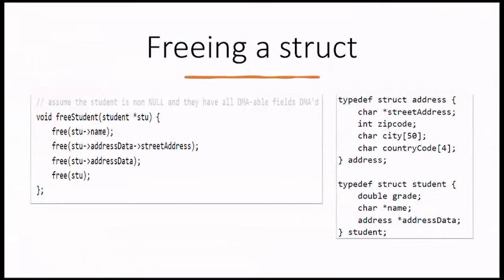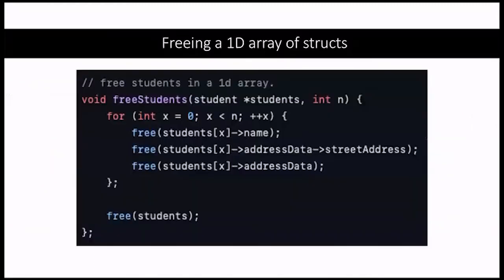It has a couple levels of nested structs and pointers and so on. So this is pretty much the same example. If you wanted to free a 1D array of structs, you would iterate through all n students, free the name, free the street address, free the address data, since those were the things that were malloc'd. And then you also malloc'd the array itself, so then you can free the students.